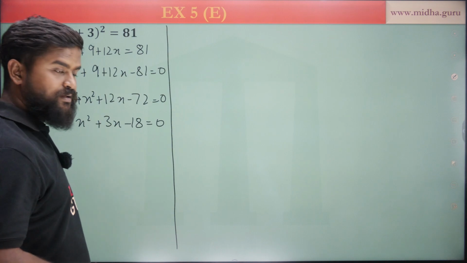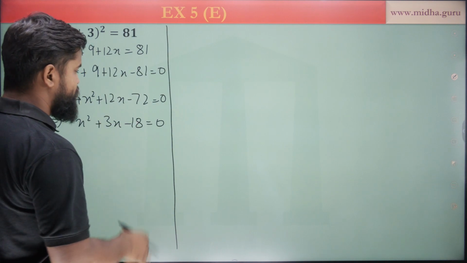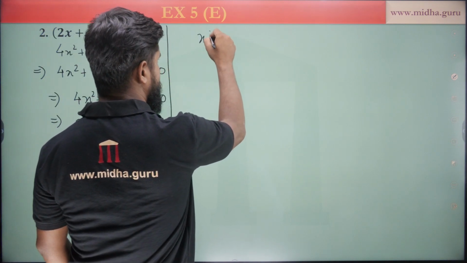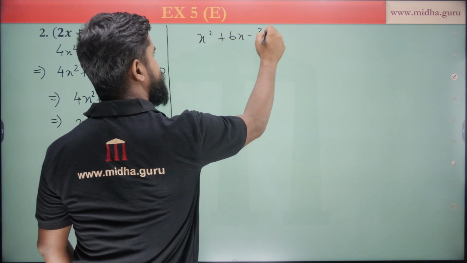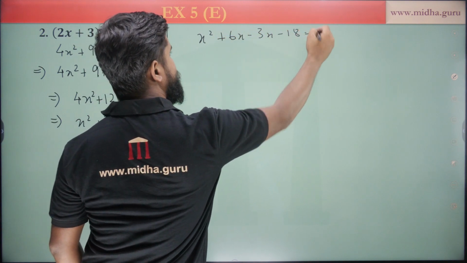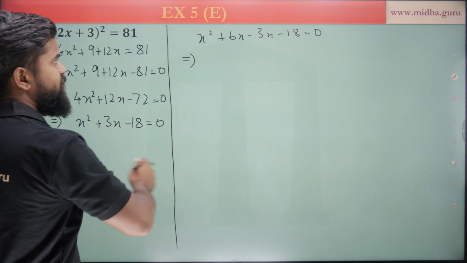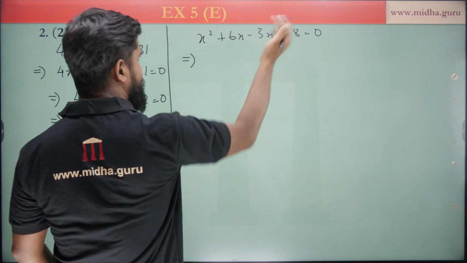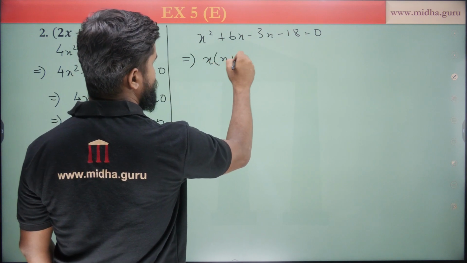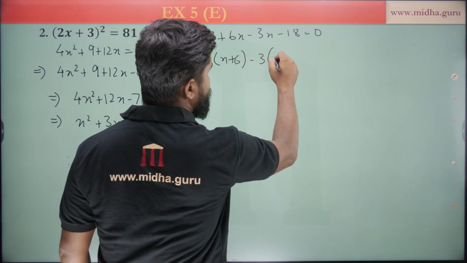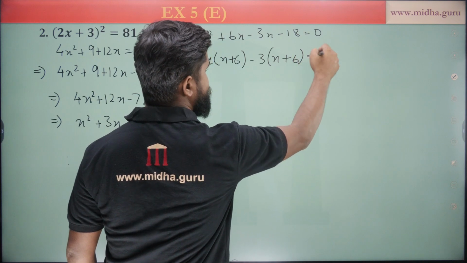Again here this equation is factorizable, that is we can split the middle term. So we will do x² + 6x − 3x − 18. Right, 6 minus 3 gives us 3, and 6 into −3 gives us −18. So we will take x as common, we will get x + 6, and then here we will take −3 as common, again we will get x + 6.